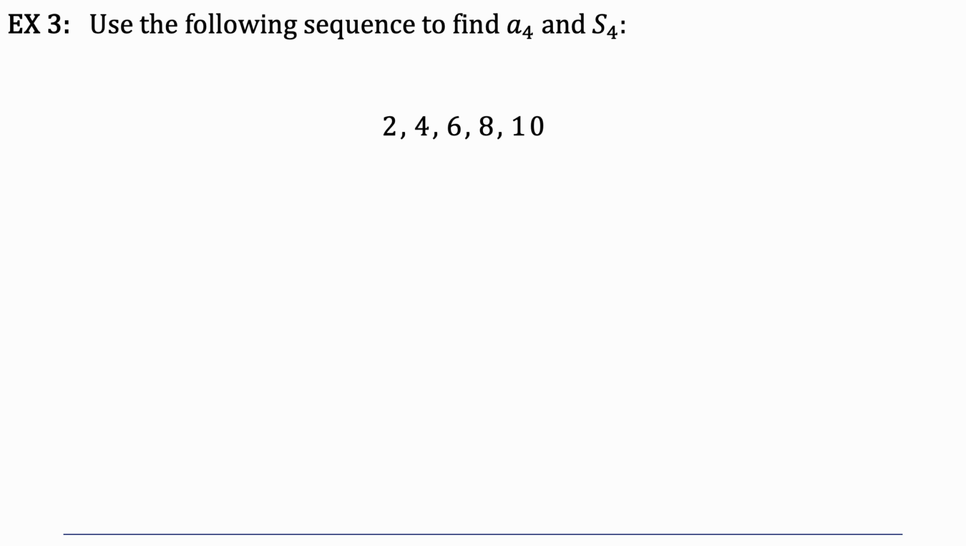Practicing this, use the following sequence to find A sub 4 and S sub 4. Well, A sub 4 is the fourth term, so it's right there. It's 8. Now, S sub 4 is adding up all of the terms up until A sub 4. So 2 plus 4 plus 6 plus 8, that's 20.